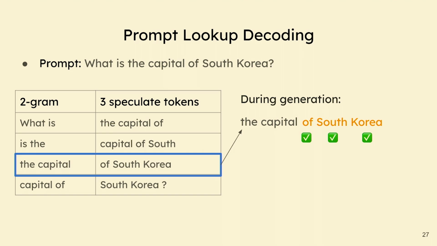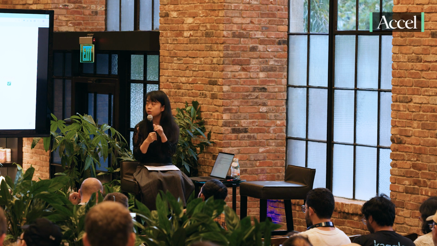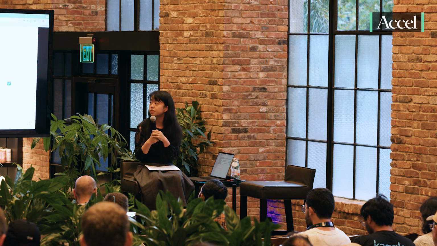Prompt lookup decoding works pretty well for summarization and question answering datasets, where the output has a big overlap with the input.